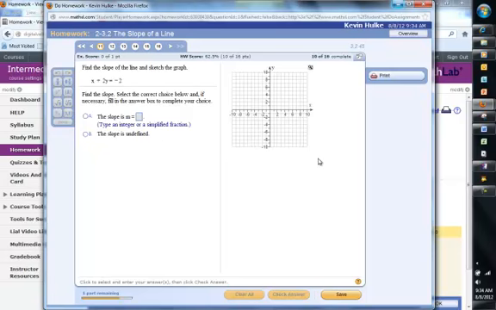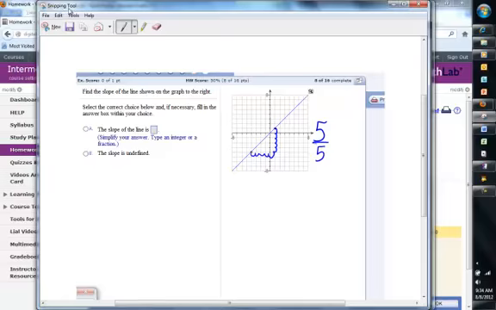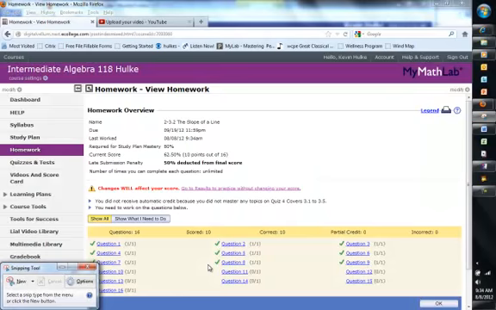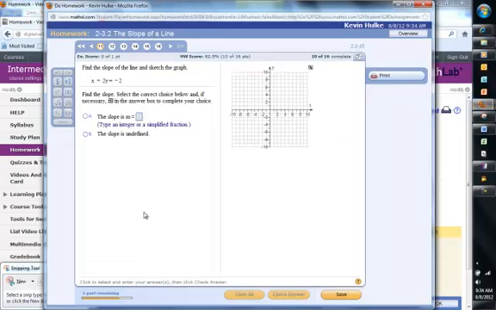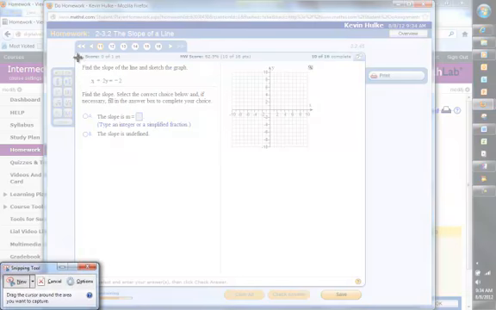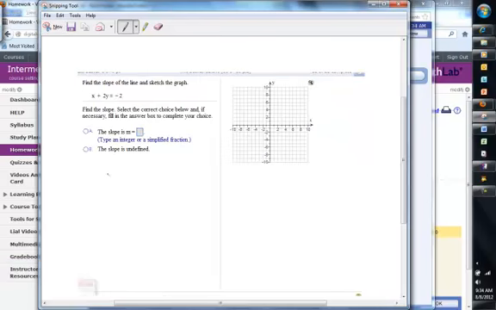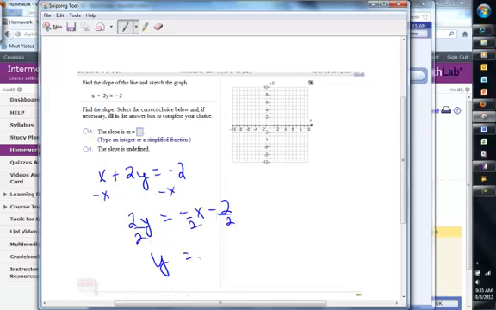Find the slope of the line and sketch the graph. Okay, there's 2 ways to find the slope of this line. One way is to solve for y. So you take x plus 2y equals negative 2. Subtract x from both sides: 2y equals negative x minus 2. Divide both sides by 2, and you get y equals negative 1/2 x minus 1. That's one way to do it. And then the slope will be this number right here.